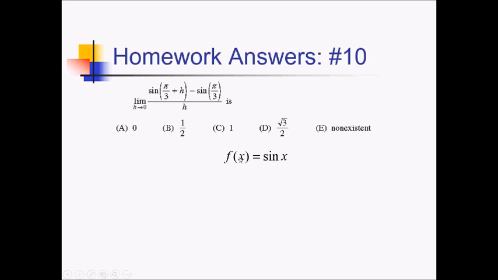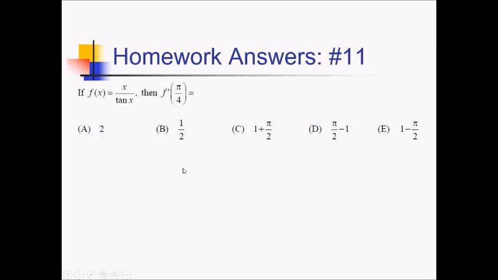And this is one of those where you just have to kind of recognize the format and what they're giving you. So if f of x is sine of x, f prime of x then is going to be cosine of x, which means we need to do f prime, cosine of x, at pi over 3. Cosine of pi over 3 is going to end up being 1/2. So that gives us choice B.